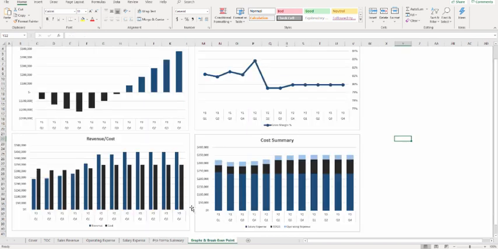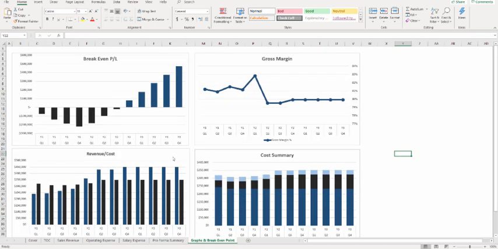The final tab is the graphs and break even. Here we have the break even profit loss ratio. So we see that quarter one through quarter three of year two, we were negative. It wasn't until quarter four in year two where we started seeing a positive return.